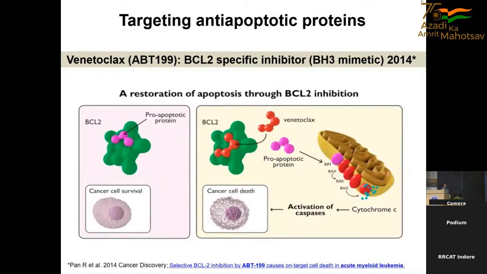So what it does, this diagram shows the mechanism of action of venetoclax. In a cancer cell, the pro-apoptotic proteins are captured by BCL2, which is an anti-apoptotic protein. What venetoclax does, which is shown here as a red molecule, is remove the pro-apoptotic proteins from the anti-apoptotic proteins and induce the mitochondrial-mediated apoptosis to kill the cancer cell.